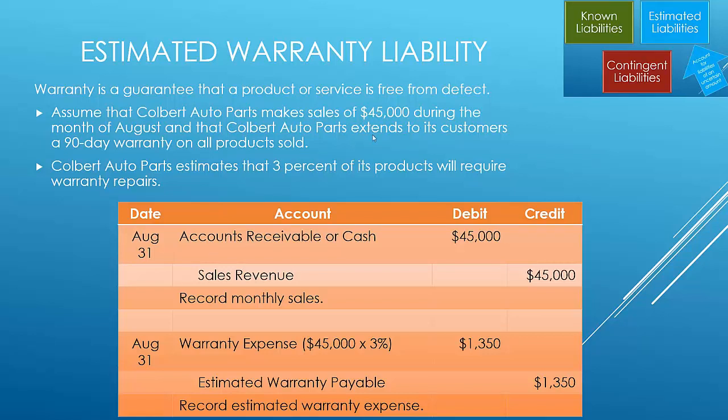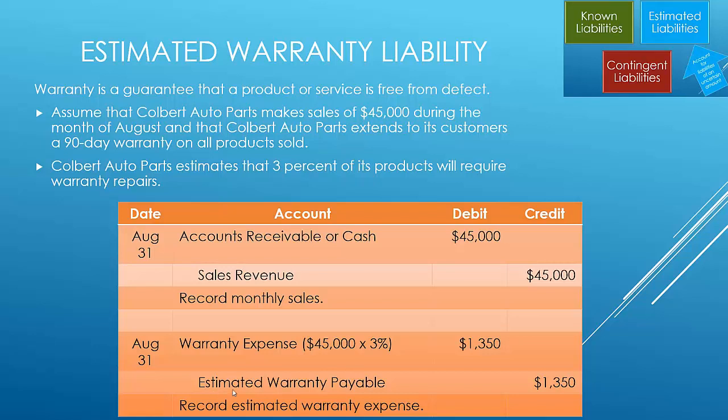Okay, so what happens here? If they sell $45,000 worth of stuff, they're going to take in either cash or accounts receivable. That part doesn't really matter to us at this point. And they write it all down as sales revenue. But then at the same time, they also make an entry for what they think might be the warranty expense. In this case, they're going to take the 45 grand, multiply that times 3%, meaning that 3% of the auto parts that they sell might come back to them and they might need to repair those. So there's going to be some money involved on the part of this auto parts store to repair the part.